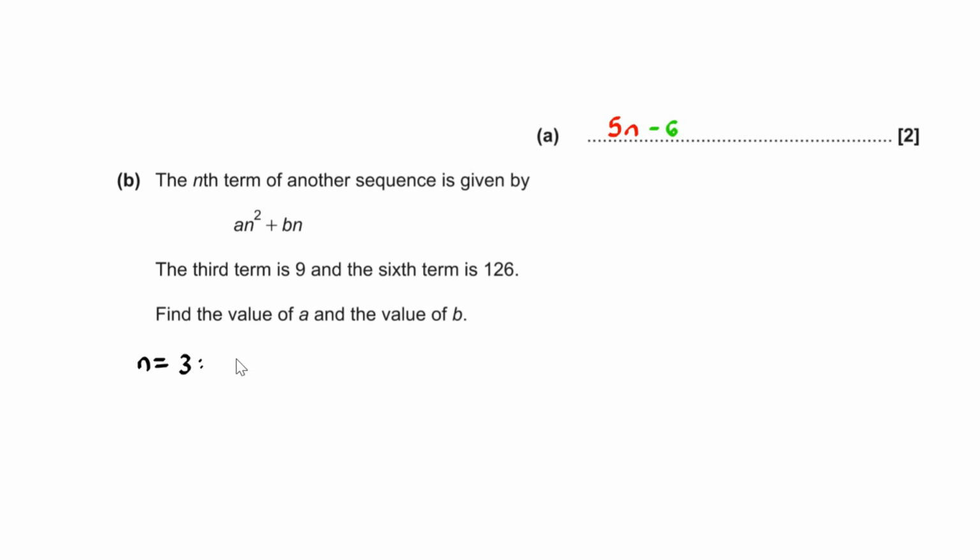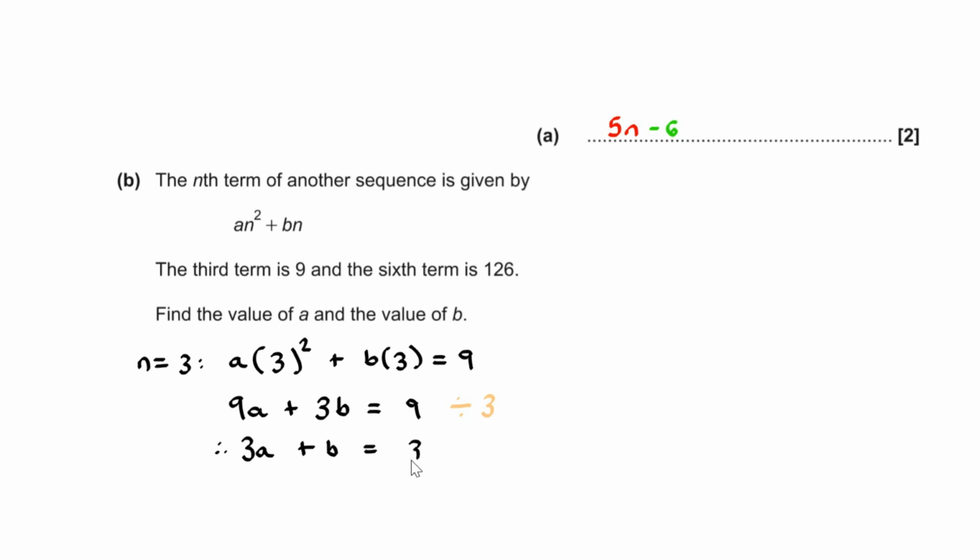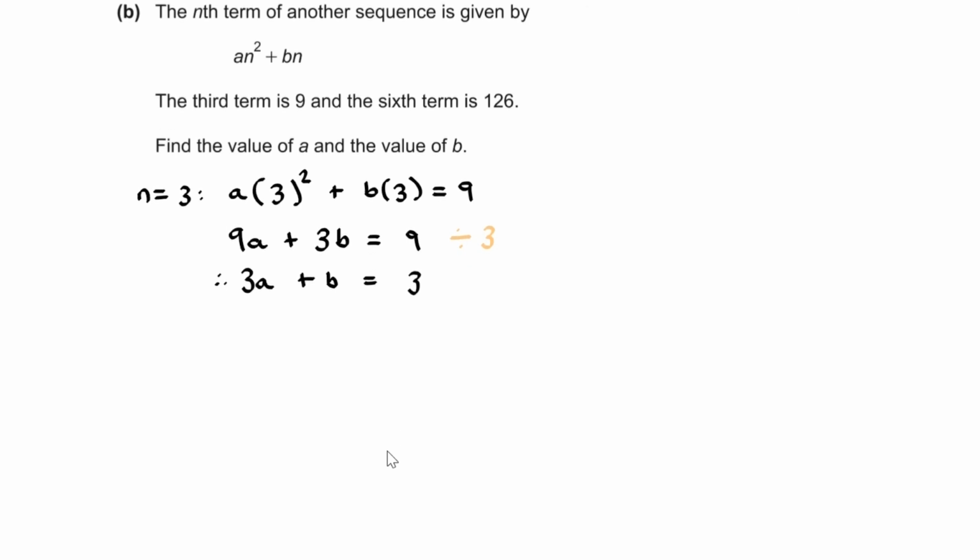And when n equals 3, we have A lots of 3 squared plus B lots of 3. And we know that this is equal to 9. So we've got 9A plus 3B equals 9. And if we divide through by 3, what we'd find then is 3A plus B equals 3. Leaving it in this form makes it a bit easier to work with.